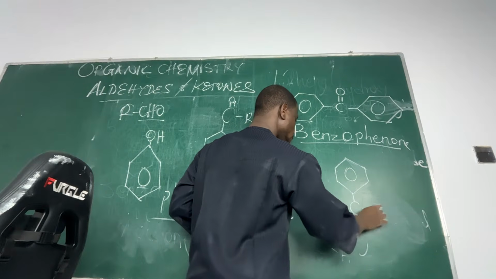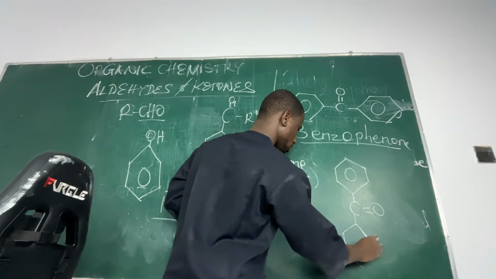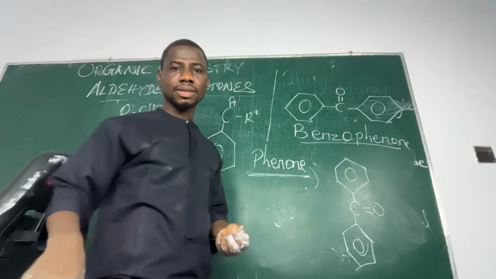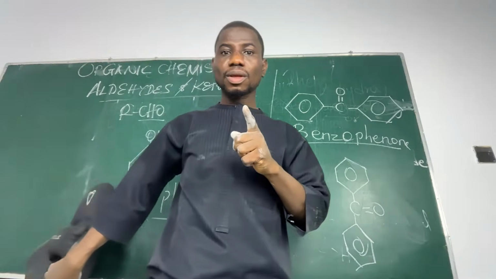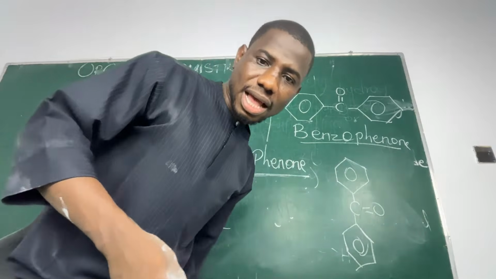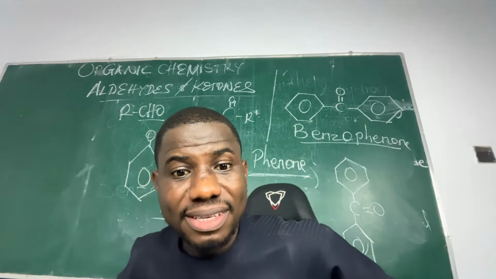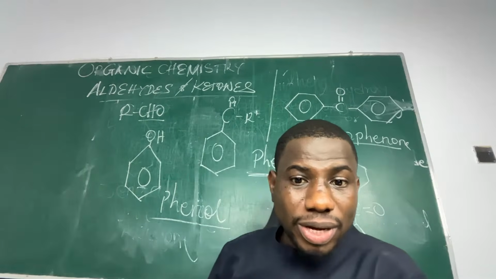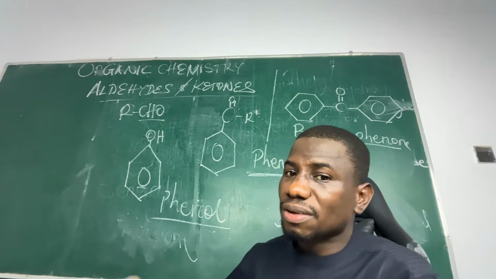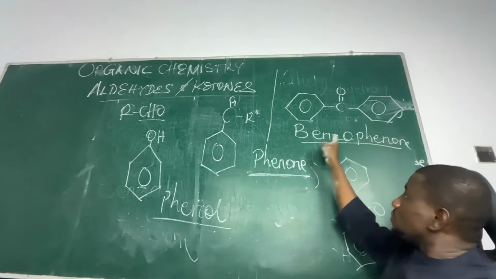Carbon, double bond O. Both of them are correct. Benzophenone. The first point says, when a carbonyl group of an alkanone is attached to a benzene ring, we call it a phenone. But when it is attached to two benzene rings, we call it benzophenone. At least you have seen how to draw the structure of benzophenone.